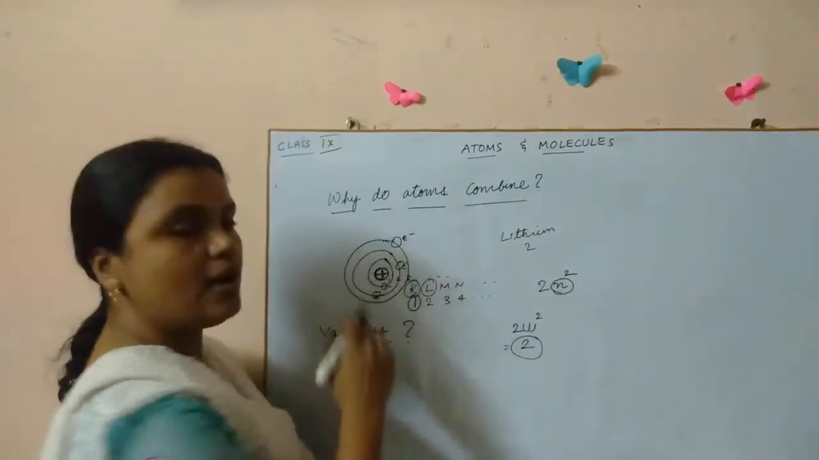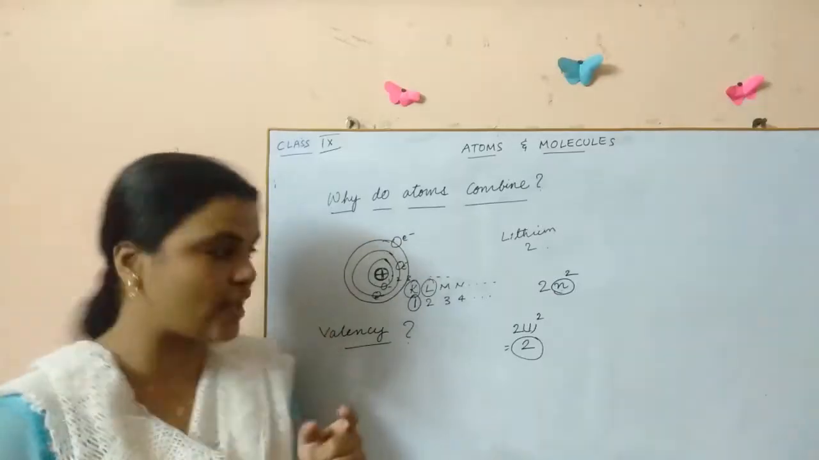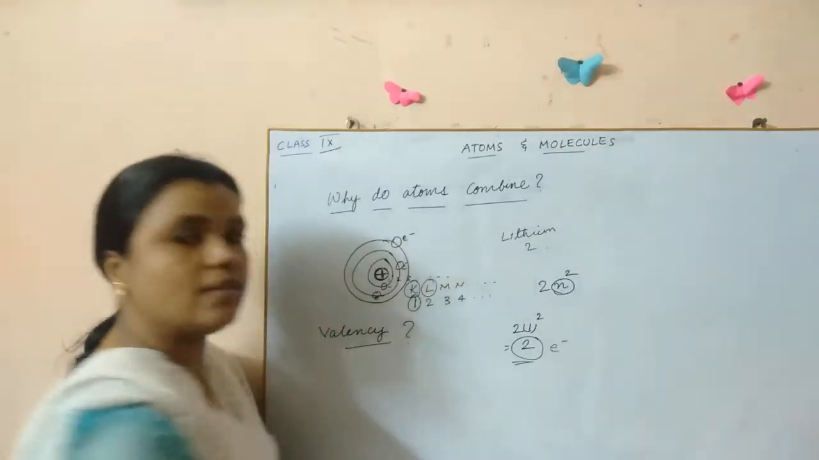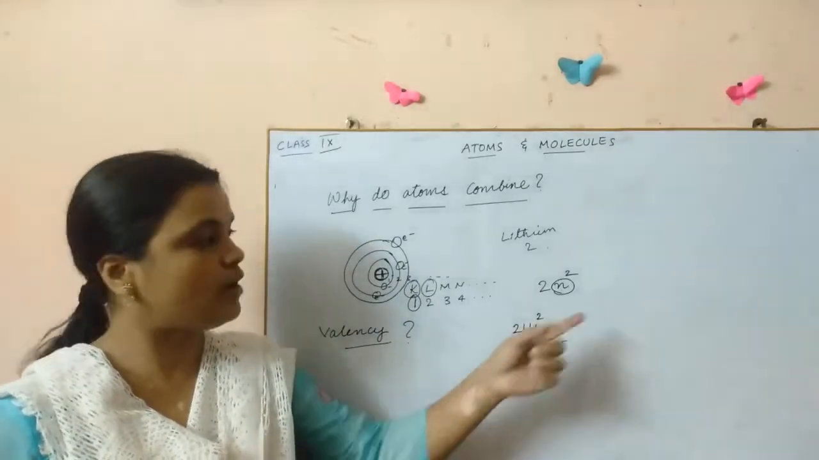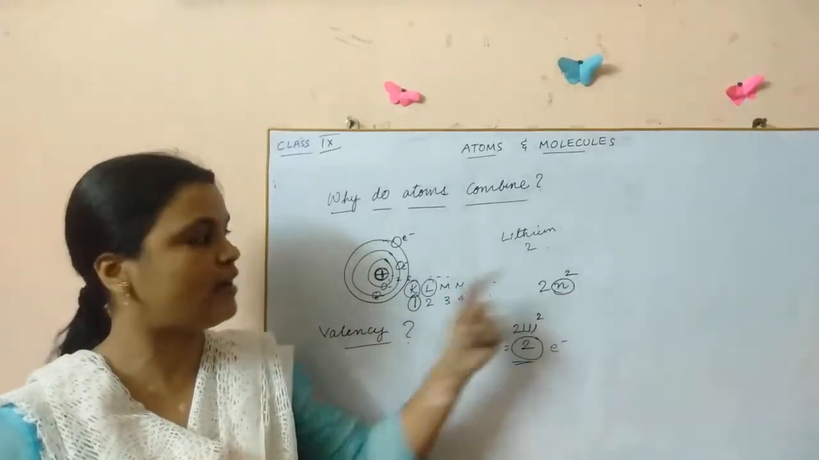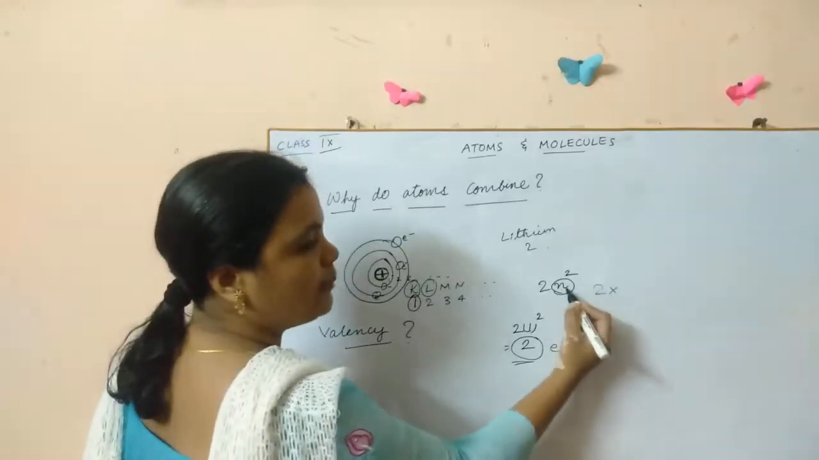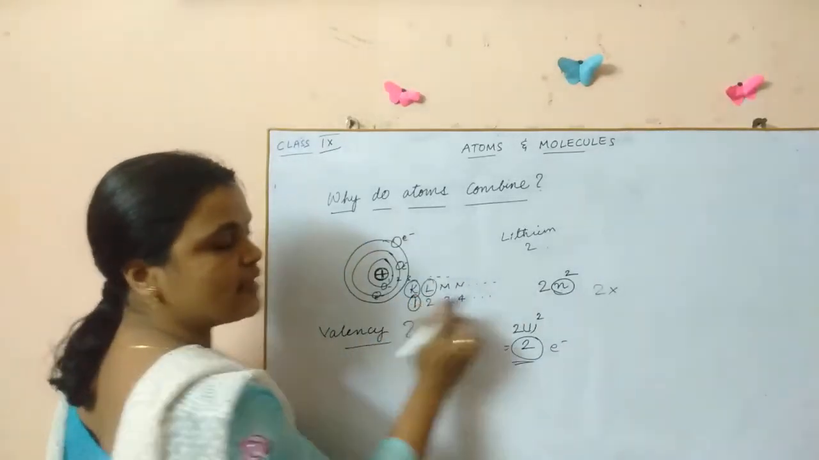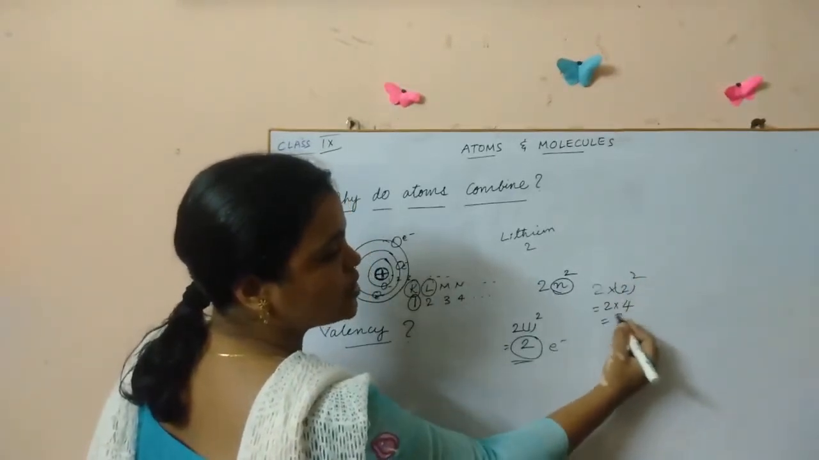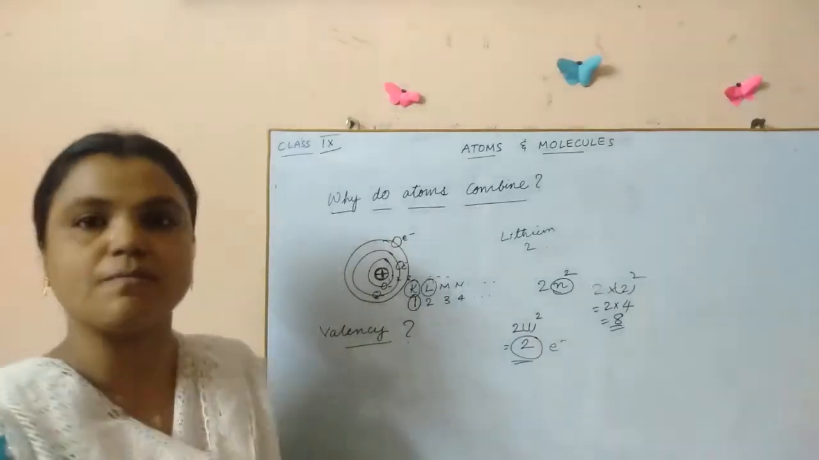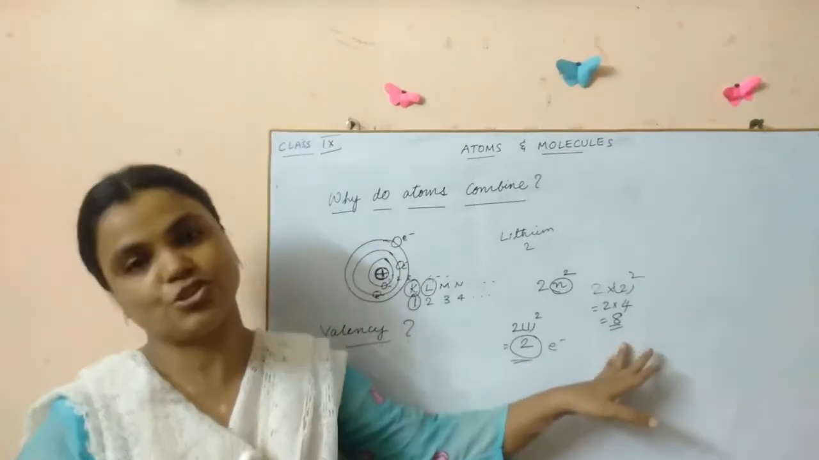So the maximum number of electrons that can be accommodated in the first shell is 2 electrons. If it is the second orbit, in place of n we have to write 2 and continue with the formula. So 2 into 2 square, because it is the second shell. 2 into 2 is 4, 2 into 4 is 8. So the maximum number of electrons which can be present in the second shell is 8 electrons, children.